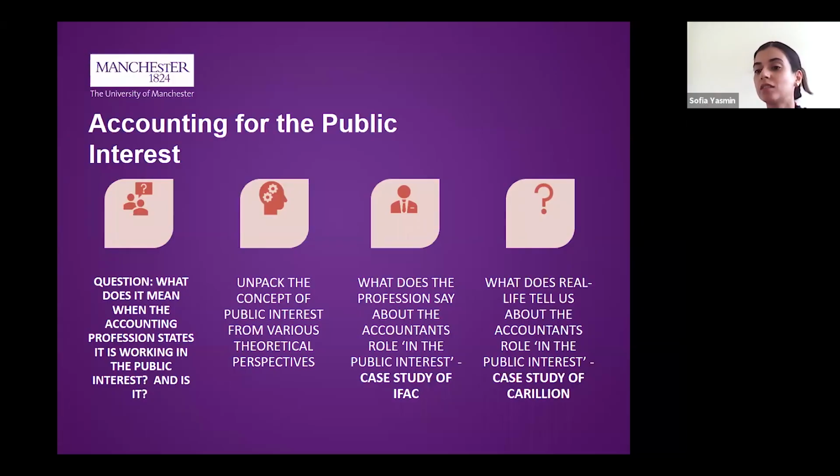So within this lecture, what we do is we start off with this big question. What does it mean when the accounting profession states that it's working in the public interest? And is it? And how do we do this? Well, first of all, we unpack the concept of what public interest is. And we do this from various theoretical perspectives. So we begin the lecture by looking at what different accounting research has said about what is public interest. And we begin with the really early developments on public interest from researchers that have looked at it from a very individual perspective.